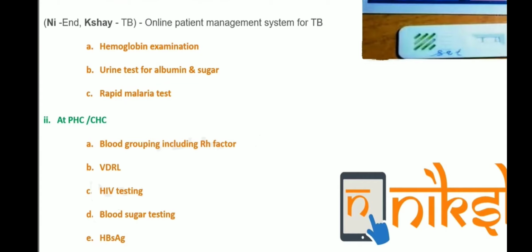VDRL test has to be done. HIV testing, blood sugar testing, and HBsAg for hepatitis B infection have to be done. Rapid malaria test, if it is unavailable at the PHC, you can ask them to get it done at the subcenter. So these are the essential laboratory investigations.